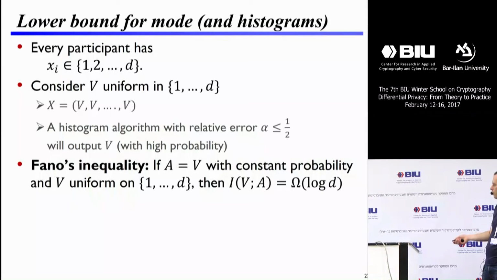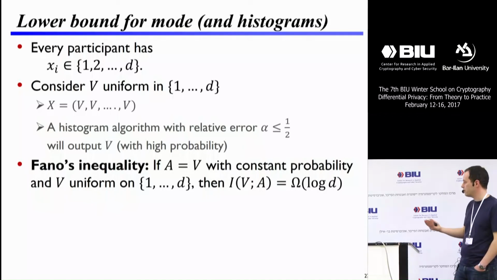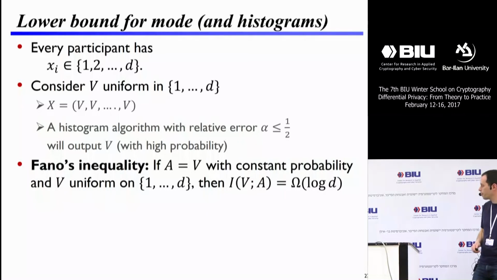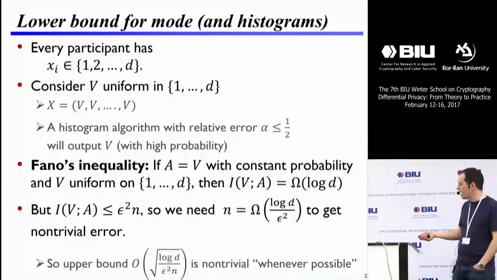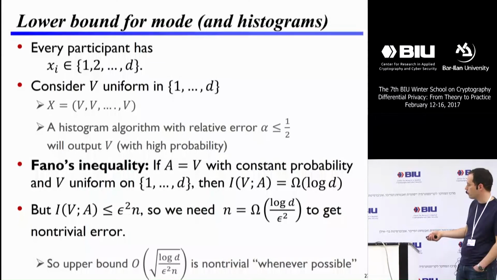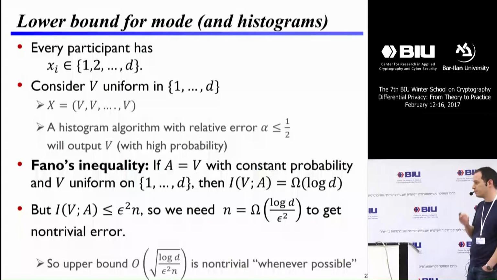All right. So it should work with high probability, and there's a standard way to relate high probability with mutual information, called Fano's Inequality, that says that in this case the mutual information between A and V has to be at least log d, the number of bits of information in V. And now we can combine this with what we knew before, that the mutual information between V and A is at most epsilon squared n, and so log d is less than or equal to epsilon squared n. And so what we conclude is that in order to get non-trivial error, I need at least log d over epsilon squared samples. Okay, so this is our first lower bound.